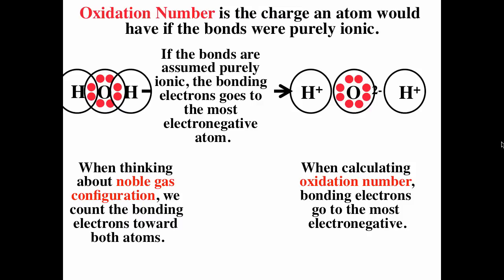And so it gets kind of confusing sometimes. When we are talking about noble gas configuration, we would say that hydrogen sees 2, and so we'd count these 2 for the hydrogen. We'd see the oxygen sees 8, so we'd count all 8 for the oxygen. And then when we're calculating oxidation number, the bonding electrons go to the most electronegative, and so now hydrogen in the compound sees 0, and oxygen still sees the 8.